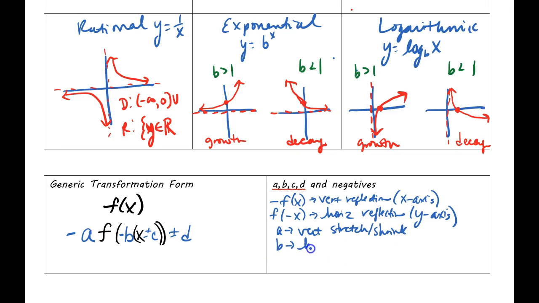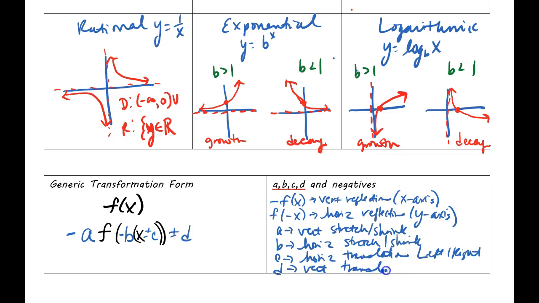B is a horizontal dilation, or stretch or shrink. The C is a horizontal translation, so that just means left or right. And if the number is being added or subtracted on the outside of everybody, it's a vertical translation, which means up or down.